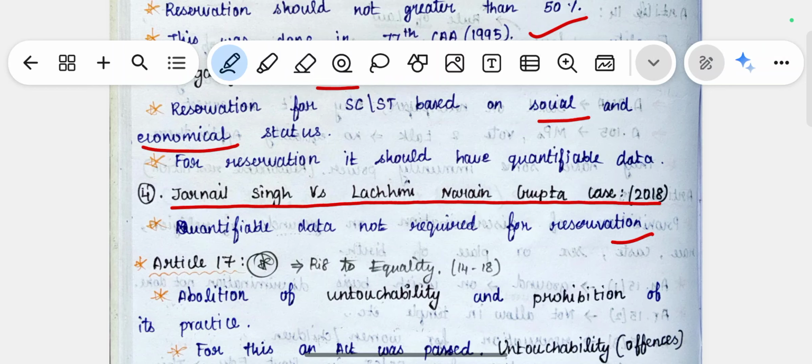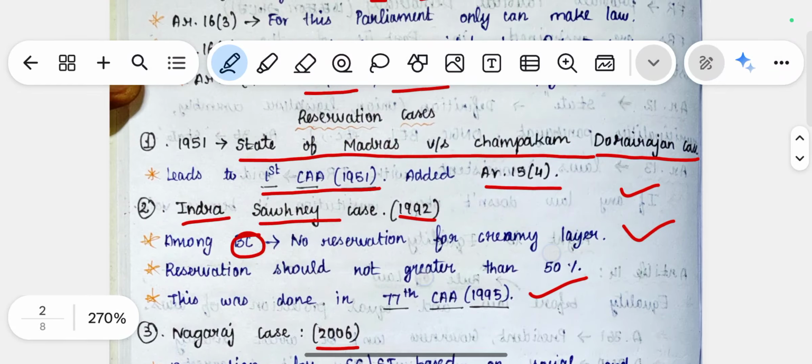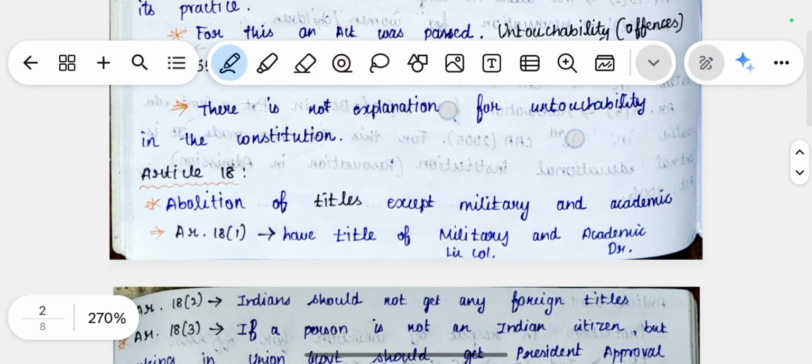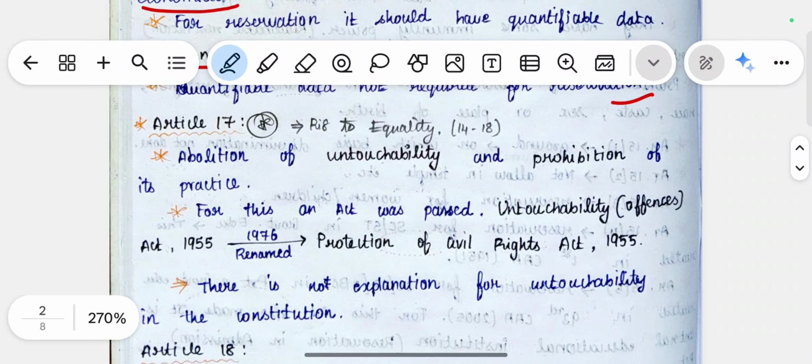These are some of the important cases. Then in these cases also, the 10% reservation for the economically weaker section has been provided. These are some of the important reservation cases which have happened in India. The next one is Article 17. Article 17 is for the abolition of untouchability and the prohibition of its practice. Untouchability means discrimination based on caste. This has to be abolished, and its practice has to be prohibited.